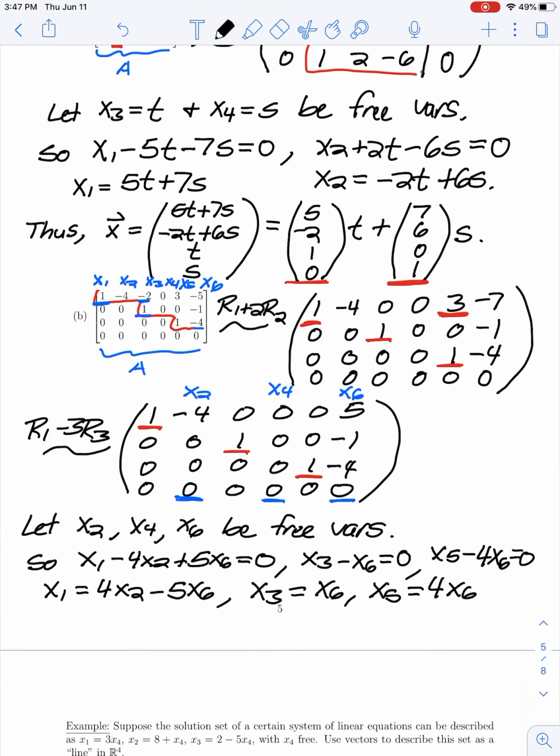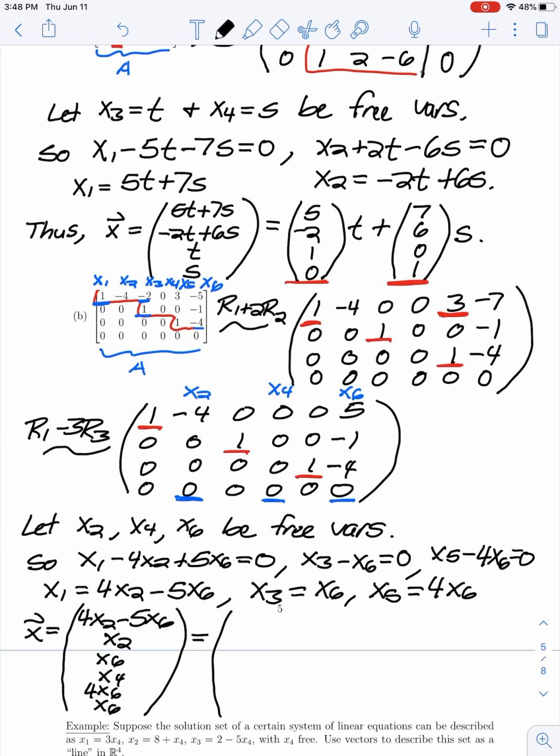So let's see if I can write this in the parametric vector form we were asked for. I'll have to run onto the next page here. So we had x was a set of 6 values, or 6 variables, x1 through x6. x1 was given by 4x2 minus 5x6. x2 was free. x3 was equal to x6. x4 was a free variable. x5 was equal to 4 times x6, and x6 was a free variable.